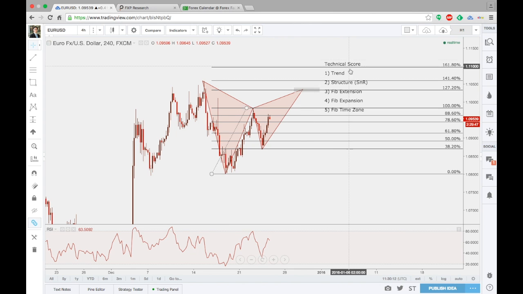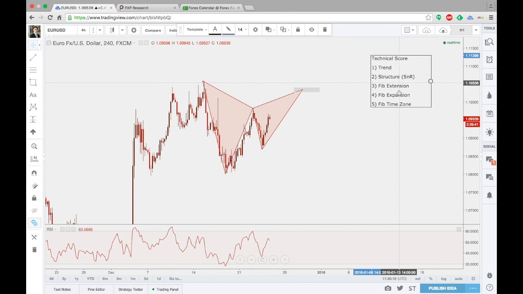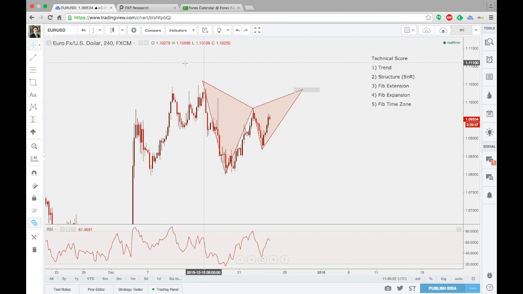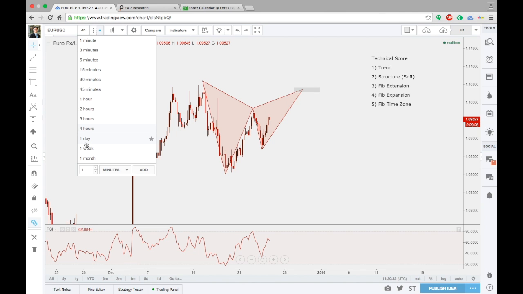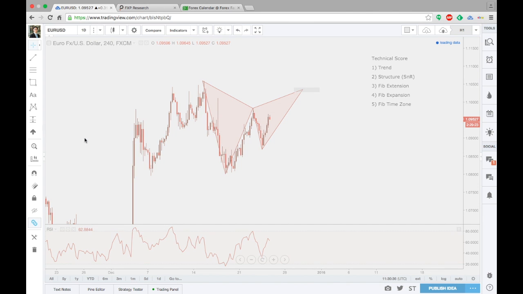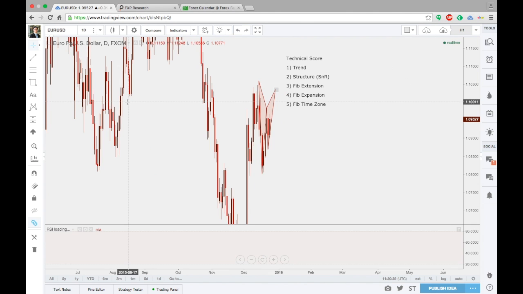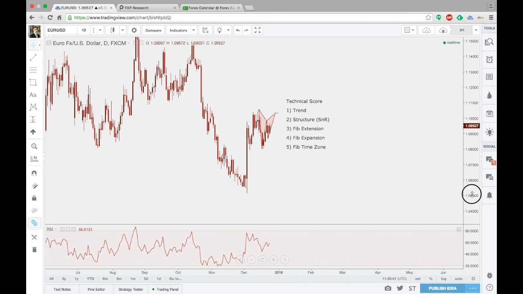So I want to include it in my technical score. Let me delete the Fibonacci so it's clearer. The first thing we look at is the trend. Since we are trading on a 4-hour time frame, I'll not just identify the trend on the 4-hour time frame, which is the current time frame, but I would like to go one time frame above. So if it's a 4-hour, I like to go to the daily time frame and look at the overall trend. What is it doing?